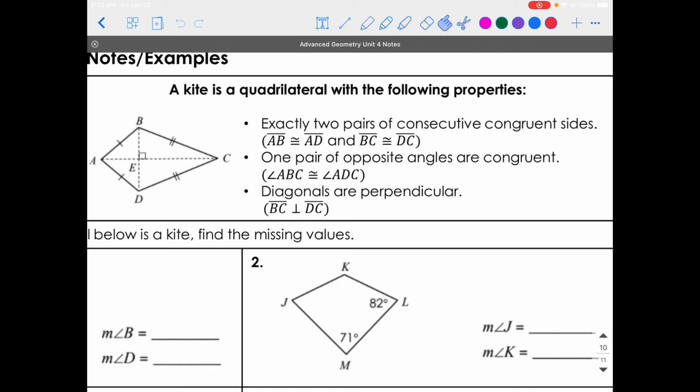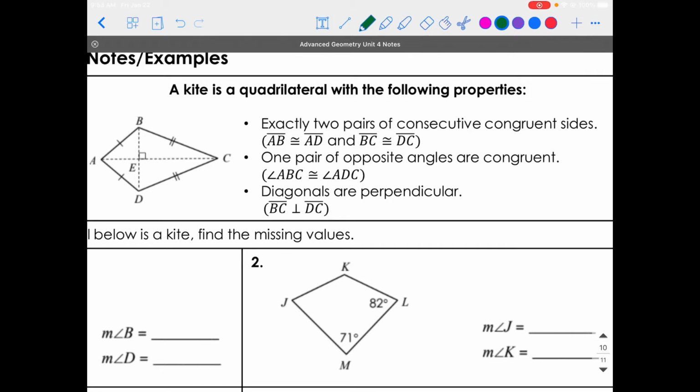First off, we have exactly two pairs of consecutive congruent sides, which we can see they're already marked. So like AB and AD are congruent because they have one dash. And BC and DC are congruent. They have two dashes.